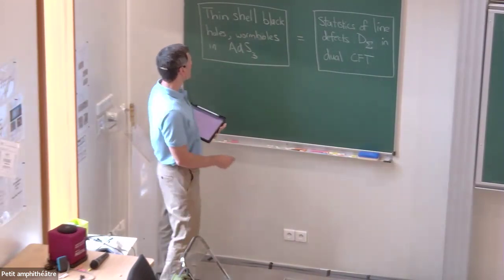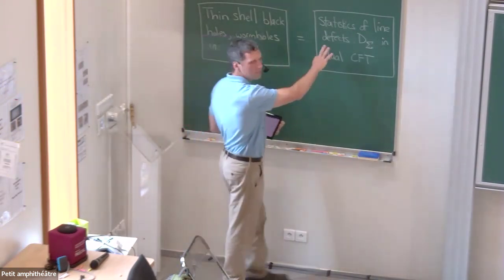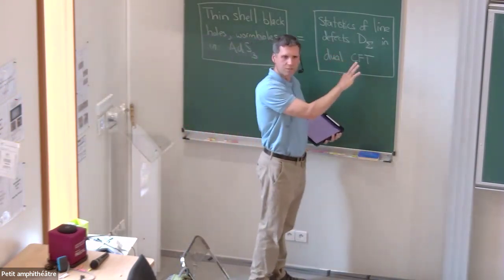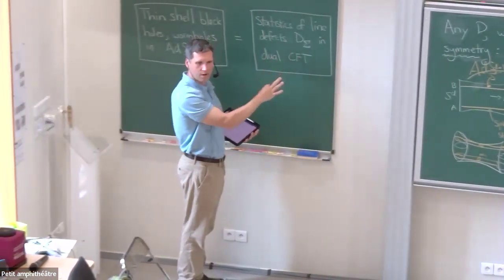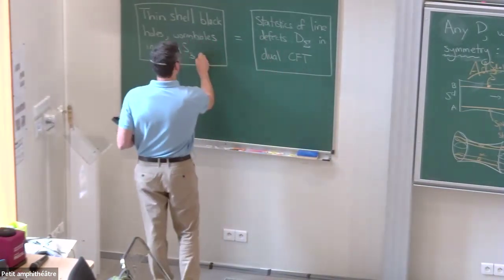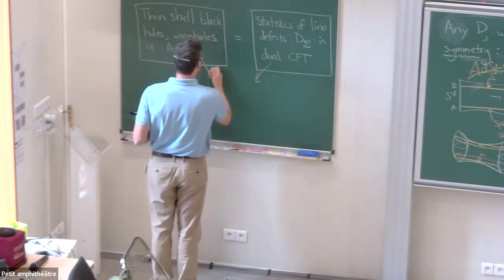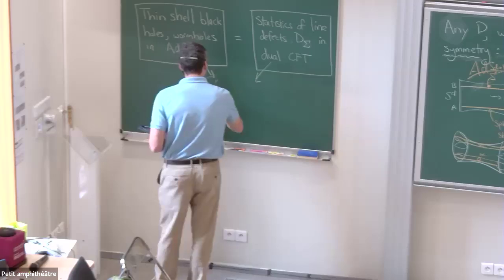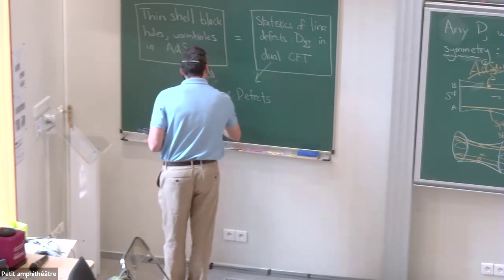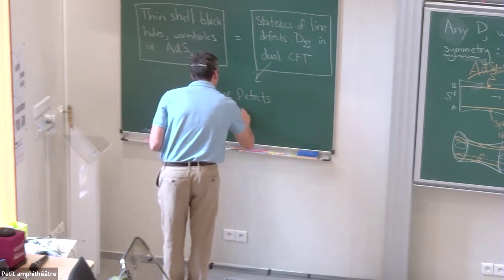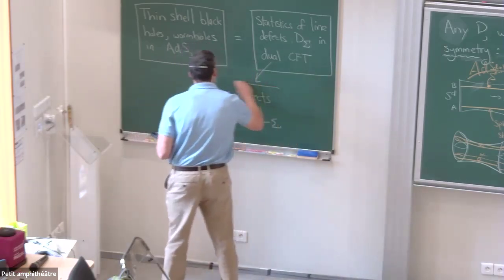So the idea is to relate these thin shell black holes and wormholes in AdS3 to the statistics of line defects in CFT2. So we need to start with some study of line defects in CFT2, especially in the holographic limit. And the way that we're going to show that these two things are equal is to show that they both reduce to a third problem, which is line defects in Liouville CFT, which I will call L sigma.